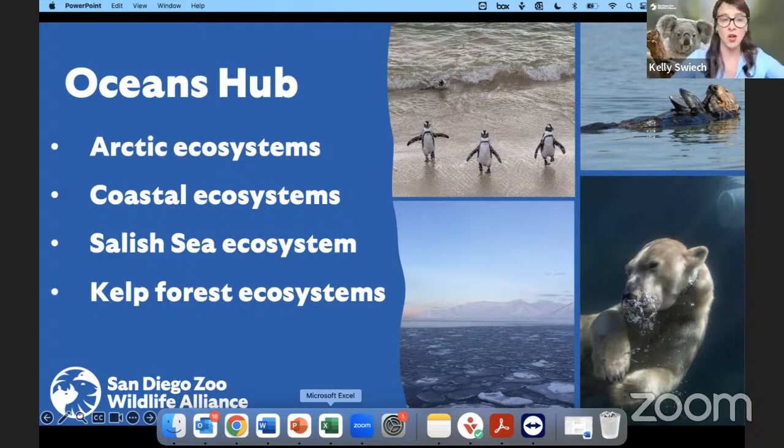So of our 8 global conservation hubs, one of them is focused on oceans and coastal regions, and it's aptly named our Oceans Hub. We have a variety of projects that take place within this hub, including work on human polar bear coexistence in Arctic ecosystems, work on migratory birds and penguins in our coastal ecosystems, work on gathering health metrics for transient killer whale populations in the Salish Sea, and then finally, our kelp forest ecosystems, where we're building a portfolio of projects that support healthy nearshore ocean ecosystems and increase carbon sequestration.